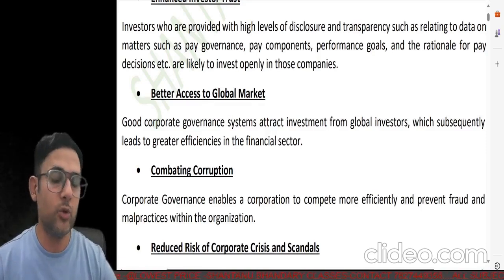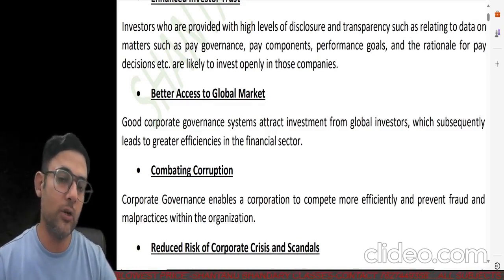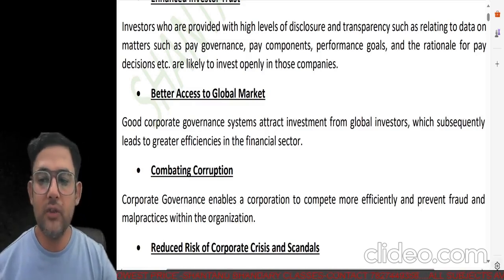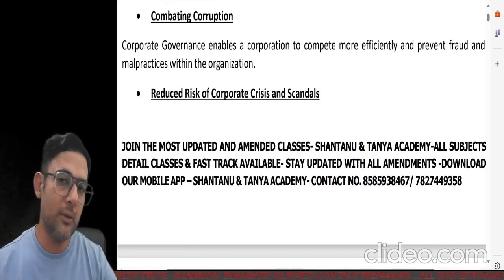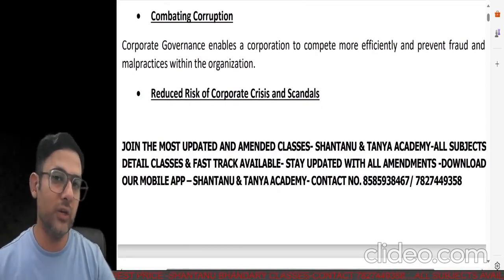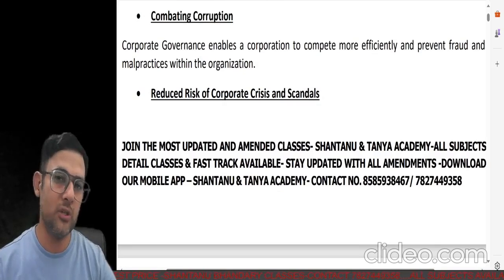So if the company has a good corporate governance structure, then definitely it will help the company build a good reputation among Indian investors as well as foreign investors. Now, if corporate governance is in place, then definitely the chance of fraudulent activity comes close to zero. Either there can be governance, or there can be corruption. Governance and corruption are things which cannot move side by side.